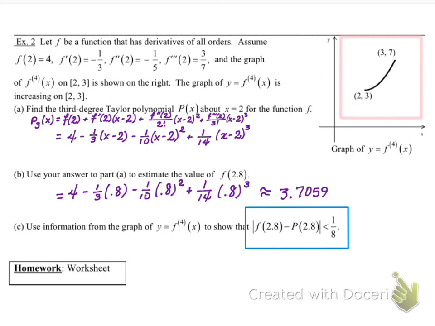You don't really care. Okay, so we look at this graph, and we see that between 2 and 3, the maximum there is 7. So that gives us our upper bound on our series remainder.